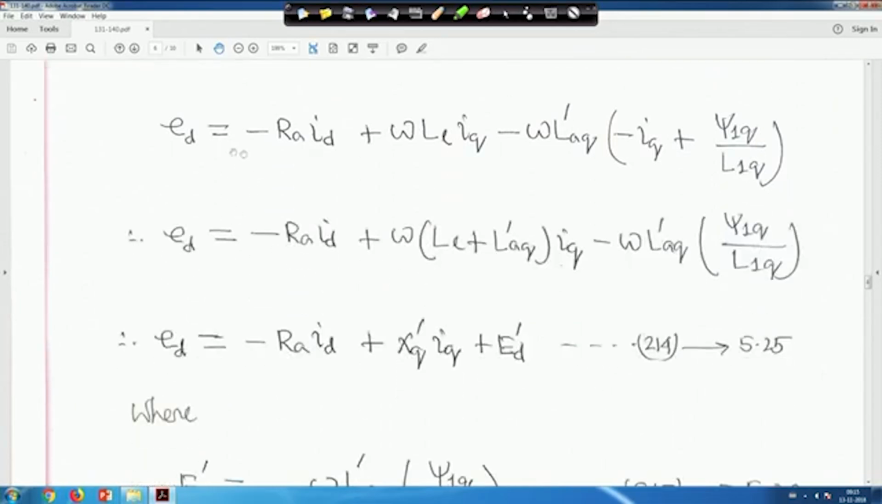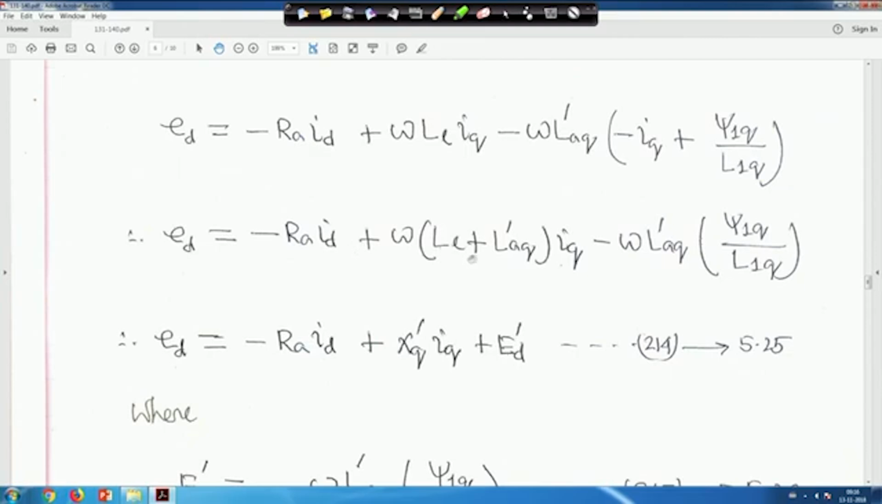So, E d is actually minus R A I d plus omega L L I q minus omega L dash A q, or rather L A q dash, in bracket minus I q plus psi 1 q upon L 1 q. All this terminology has been defined before, but I suggest that, because you are getting all the notes, you keep the nomenclature in front of you, because if I repeat all the nomenclature and symbol meanings again and again, it will be a little bit monotonous.